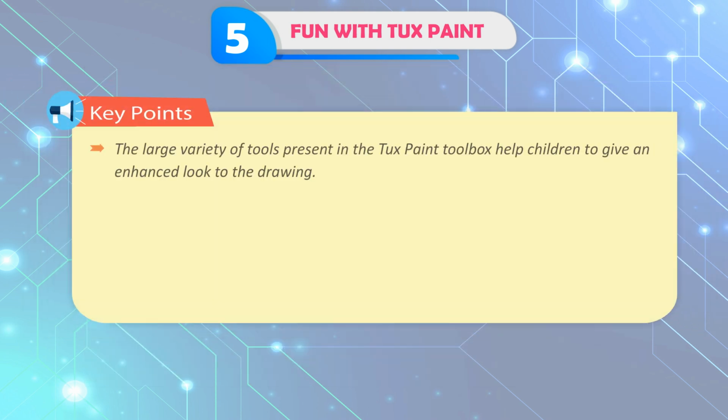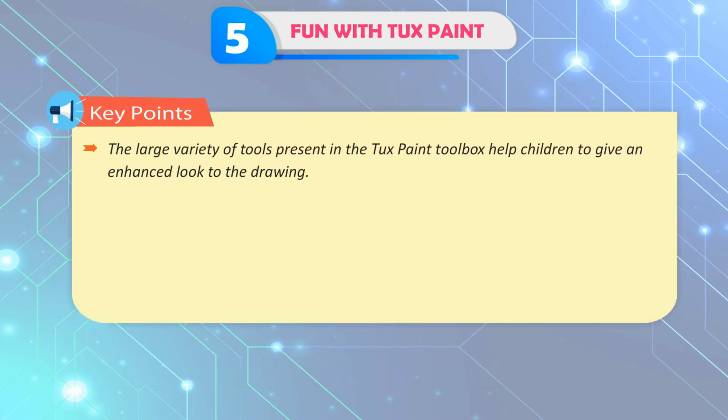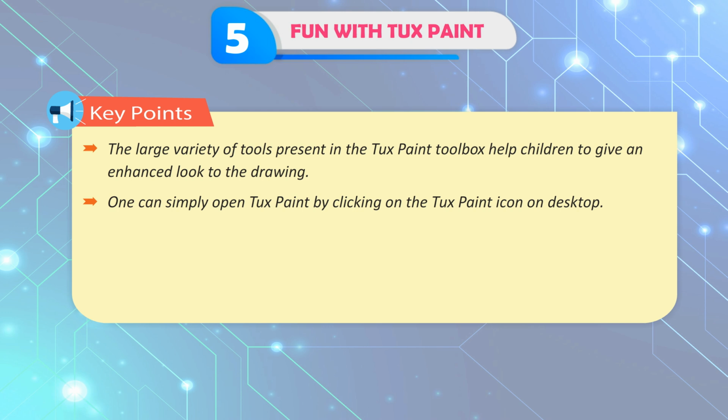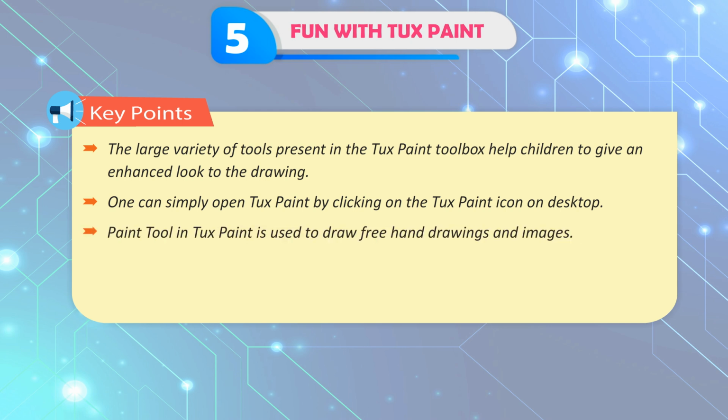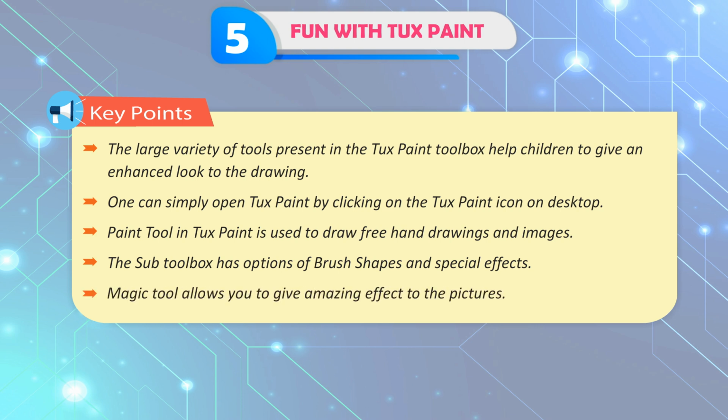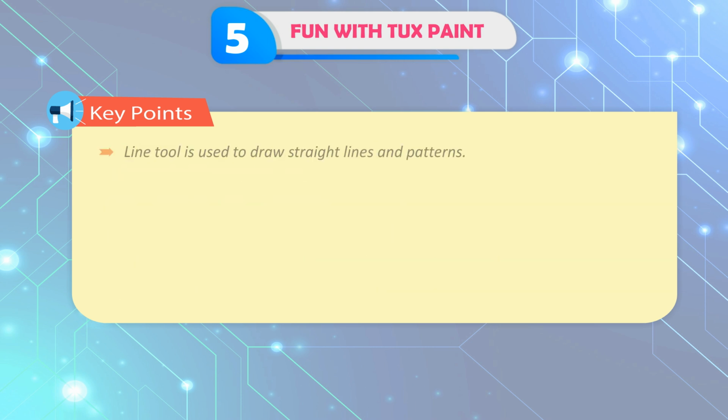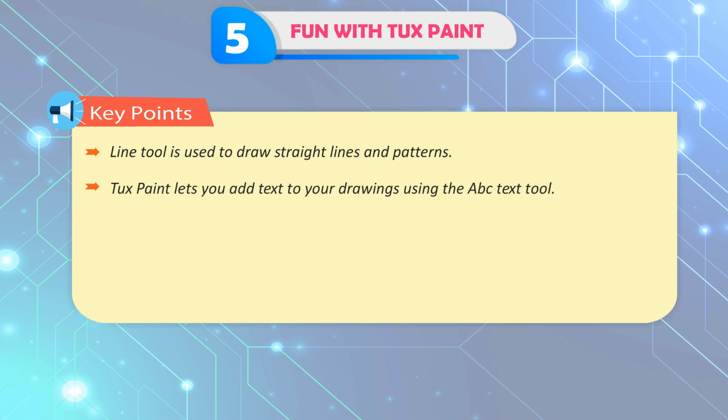Key points. The large variety of tools present in the TUX Paint toolbox help children to give an enhanced look to the drawing. One can simply open TUX Paint by clicking on the TUX Paint icon on desktop. Paint tool in TUX Paint is used to draw freehand drawings and images. The Sub toolbox has options of brush shapes and special effects. Magic tool allows you to give amazing effect to the pictures. Line tool is used to draw straight lines and patterns. TUX Paint lets you add text to your drawings using the ABC text tool.